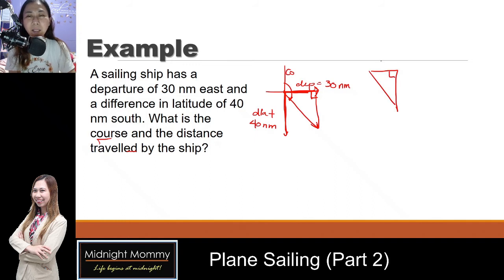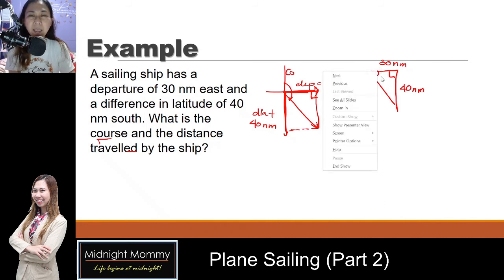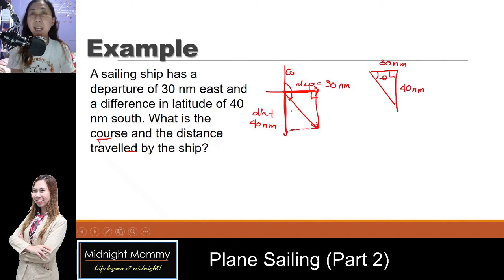So, ito yung ating 30 nautical miles. And then, ito yung ating 40 nautical miles. Yan, kasi same lang naman to. Okay? So, ito yung ating angle na theta. So, di natin pa alam kung ano yung angle na theta na yan. So, ito yon yung nandun sa loob ng right triangle. So, first, para ma-compute natin yung distance, pwede natin itong gamitan ng Pythagorean theorem, kasi right triangle case to.